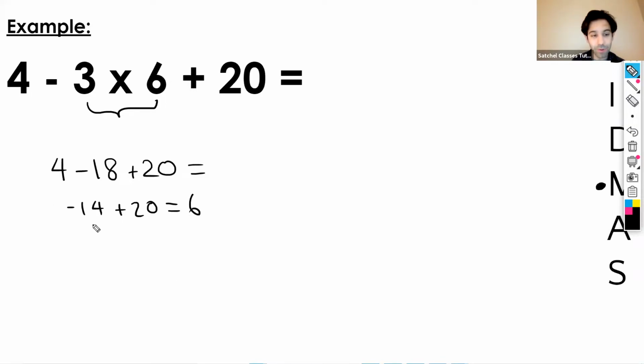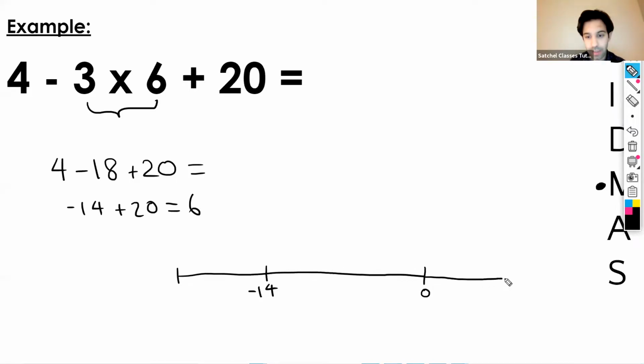And if you ever get confused with adding or subtracting negative numbers, you can draw yourself a number line. Let's say this is 0, minus 14 is going to be somewhere here. If we add 20, we are going to go to the right of our number line. Remember, as we go to the right of the number line, the numbers get bigger. So I'm just going to write 1, 2, 3, 4, 5, and 6.